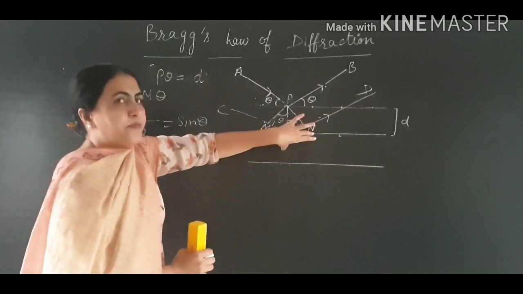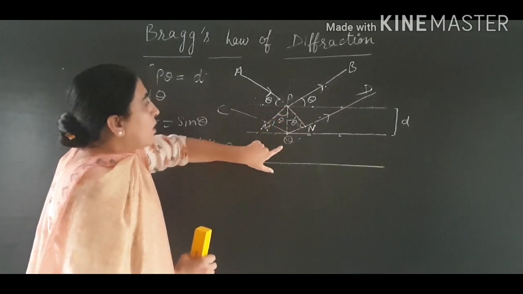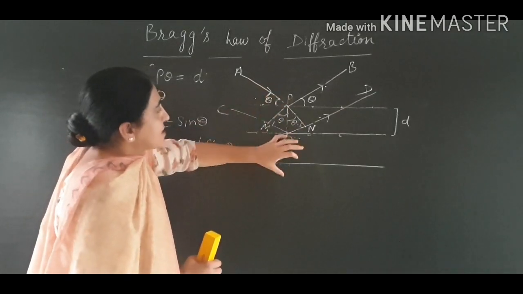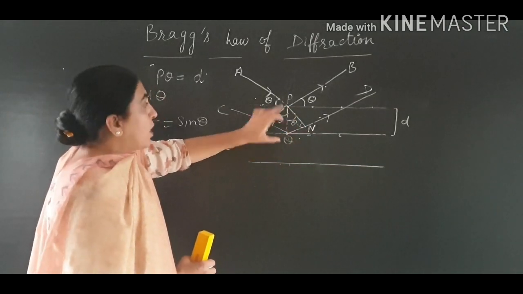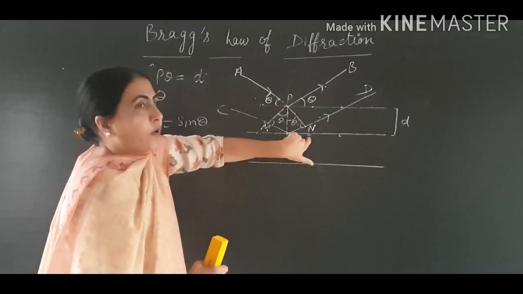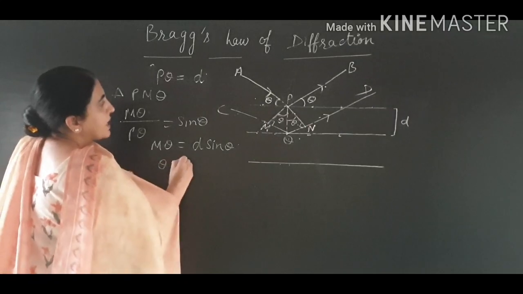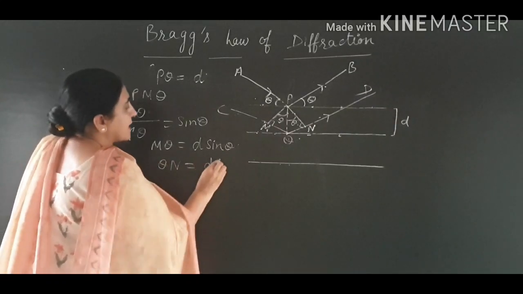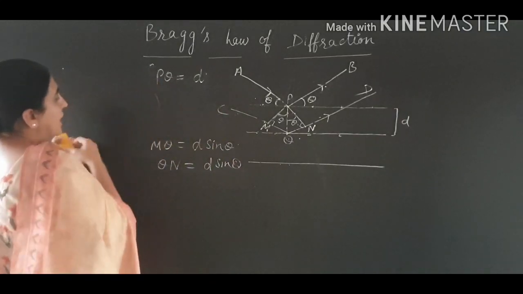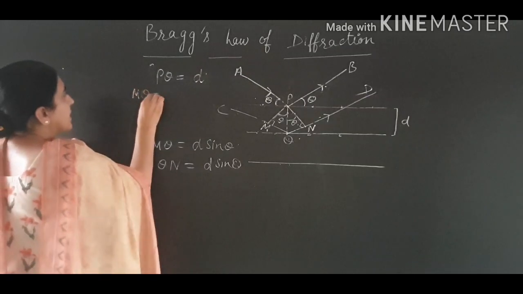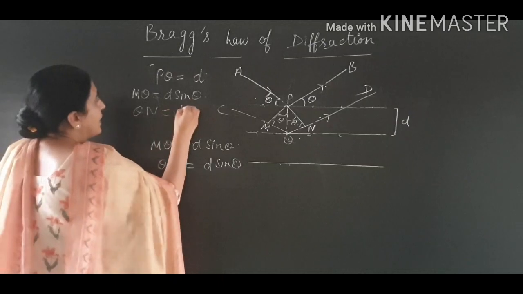Similarly, what about QN? In triangle PNQ, which is the base? This is the base, this is the perpendicular, and this is the hypotenuse. So QN is also equal to d sine theta. So you have the two values: MQ is equal to d sine theta and QN is equal to d sine theta.